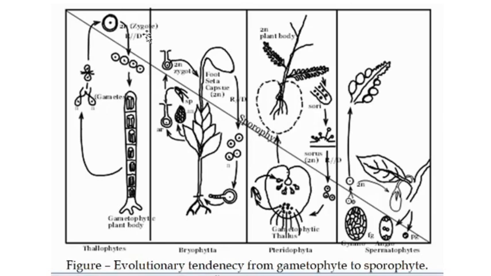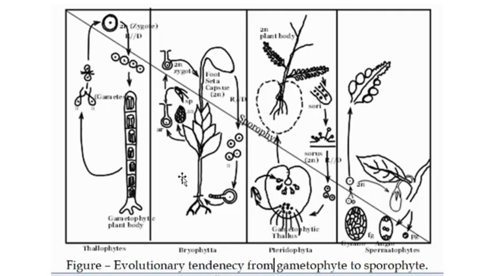When we begin from algae and move through bryophyte to pteridophyte to gymnosperms and angiosperms, this is the tendency of evolution. The sporophytic plant body has become predominant over the gametophytic plant body, so the earlier plants were mostly gametophytic and the advanced plants are mostly sporophytic in nature.